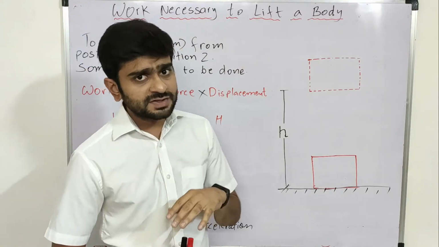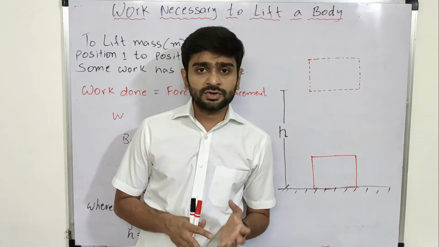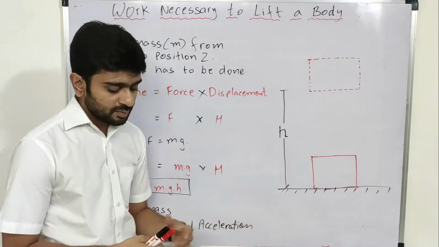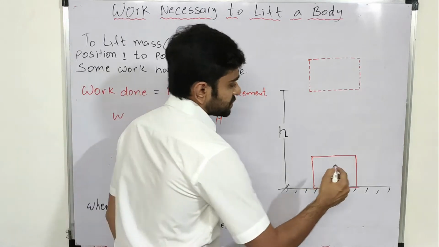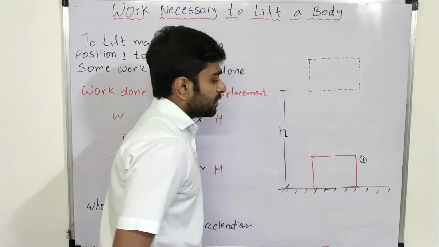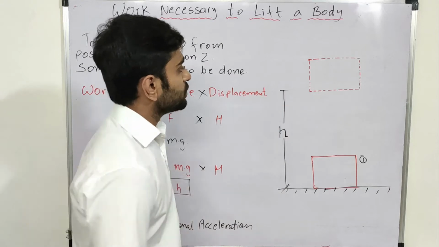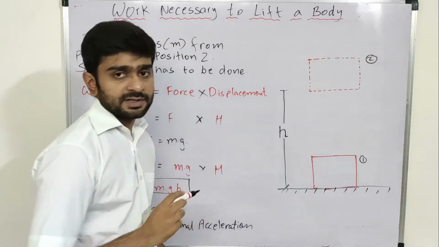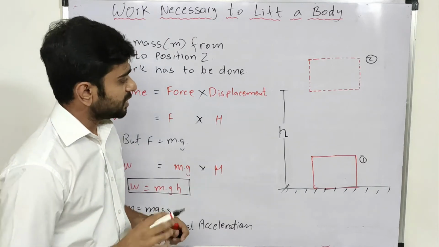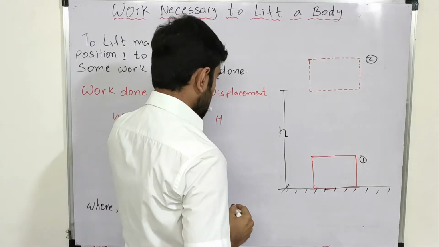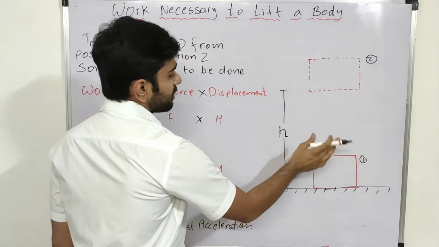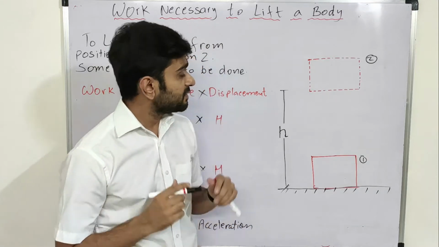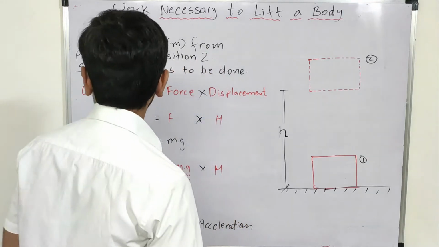It means we'll discuss what work is required to lift a body from position 1 to position 2. Suppose this is our body, which is lying at position 1 on the ground. Now we want to lift this body to position 2, that is, to a particular height. We are not defining the height but just keeping it as h. So if you want to lift this body from position 1 to position 2, then what work actually is required, we will get into that in this lecture.